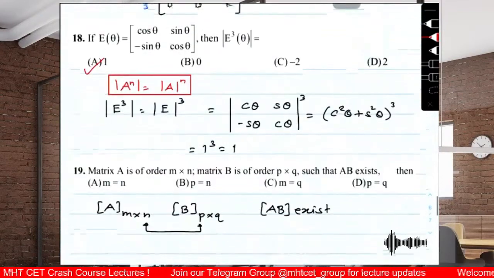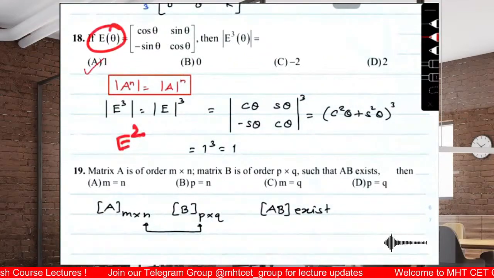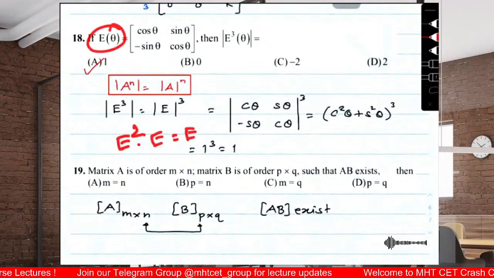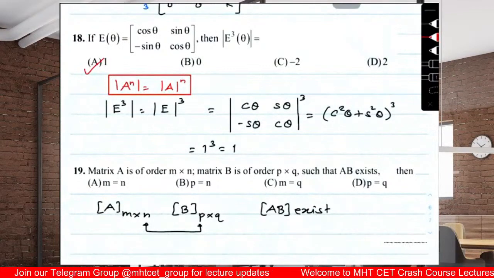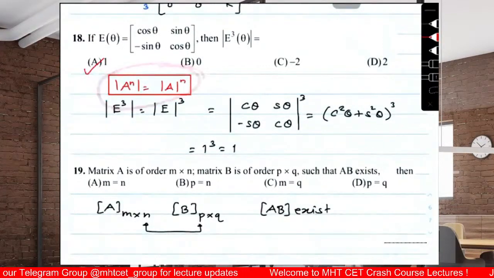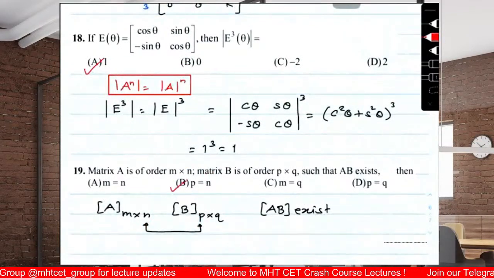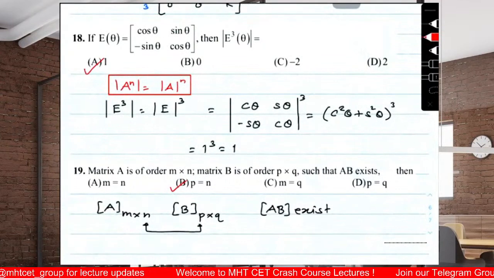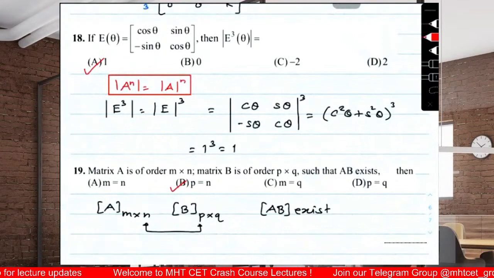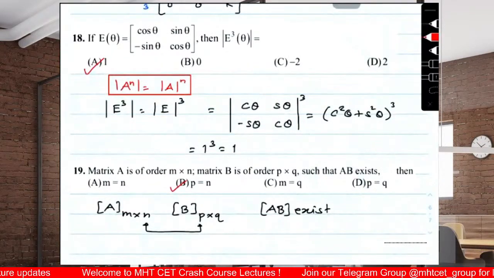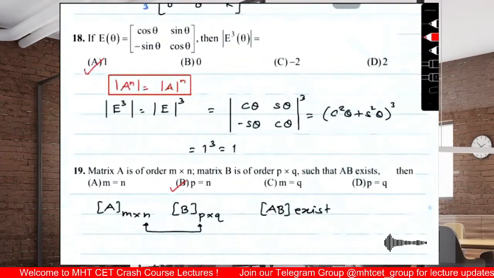Prathamesh, that will be lengthy method. तू जो बोल रहा है ना, first you will find E into E, that will give you E square. Then E square into E will give you E cube, and then find its determinant. That will take more than 2 minutes, obviously. Okay, so use this property. इसमें N and P should be same, that is B. Done.